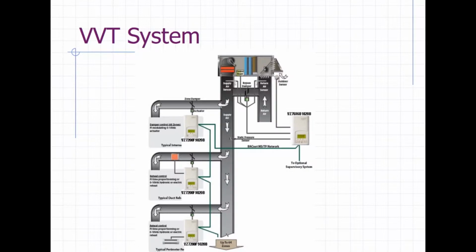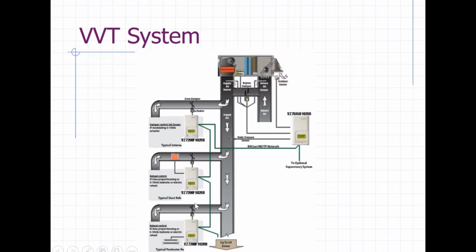Your VVT system is typically a step up from a single zone unit. And basically the way that a VVT system works is it's variable volume and variable temperature. So you actually supply air from your supply fan, and you've got dampers for each zone that open or close based upon a call for heating or cooling.